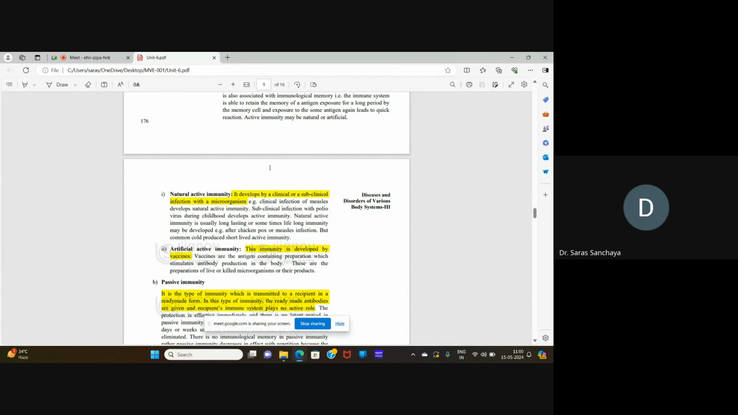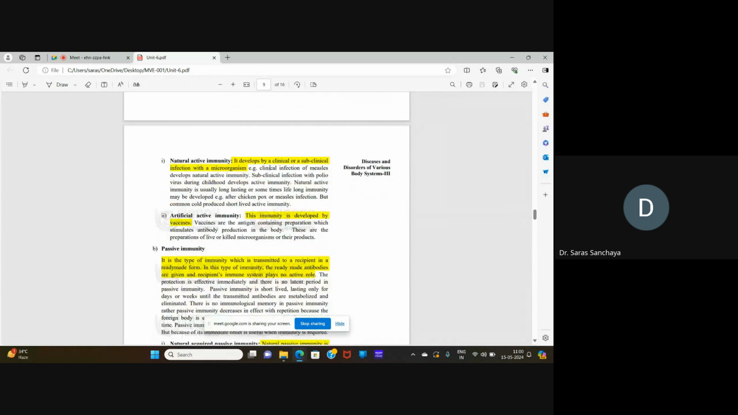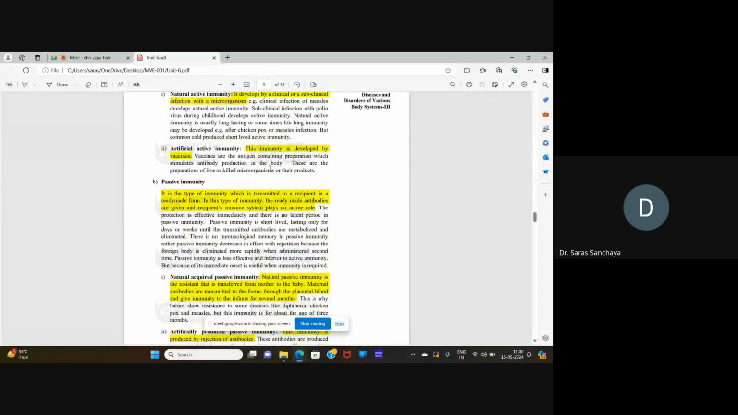Artificial active immunity, this immunity is developed by vaccines. So, if vaccines are injected into the body, they form active immunity, artificial active immunity. Passive immunity is a type of immunity which is transmitted to a recipient in a ready-made form. In this type of immunity, ready-made antibodies are given and the recipient's immune system plays no active role.